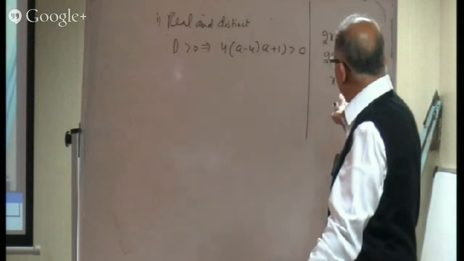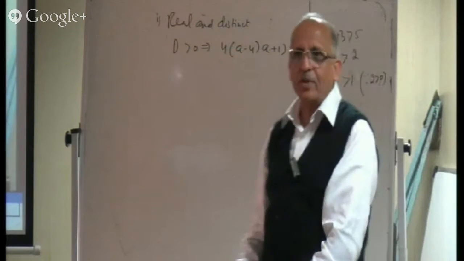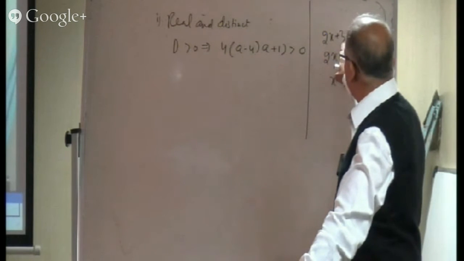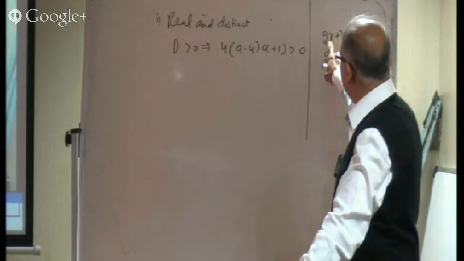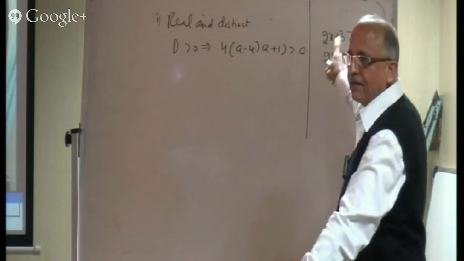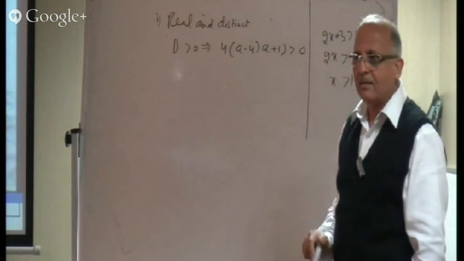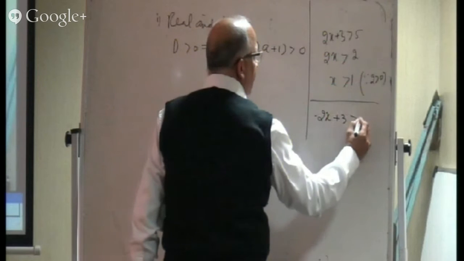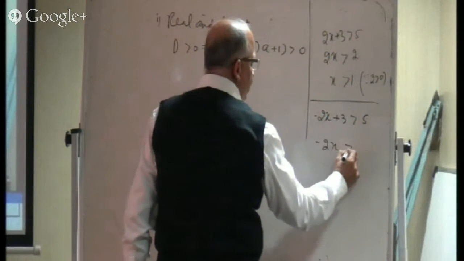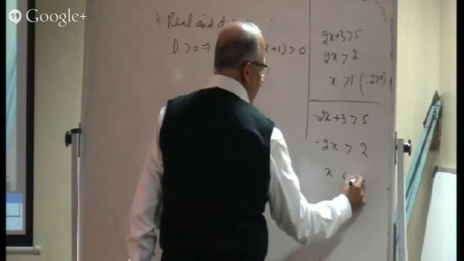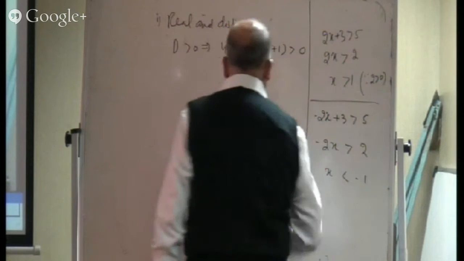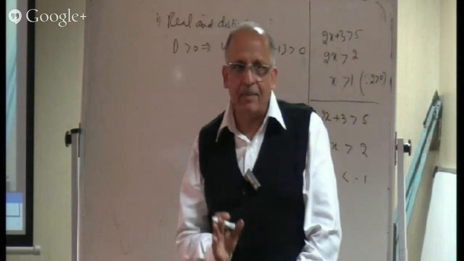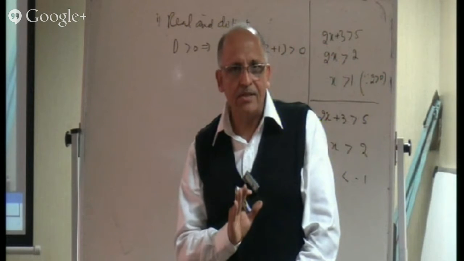That means for every number greater than 1, this result holds. You can check. Take x equal to 2. Does it hold? 4 plus 3 is greater than 5. Take x equal to 3. 6 plus 3 is greater than 5. So we have got the correct result. But what about had you been given this problem? What will you do? Minus 2x is greater than 2, then x is less than minus 1. Because now here, if you divide by minus 2, the inequality changes.